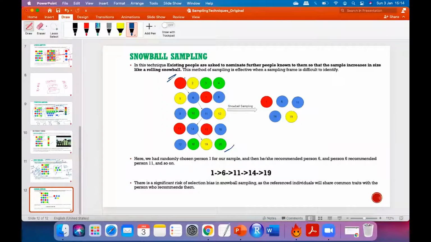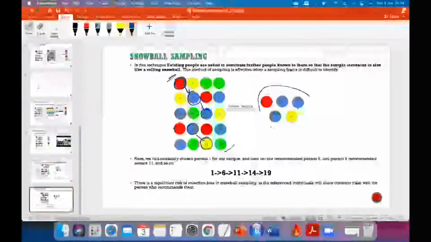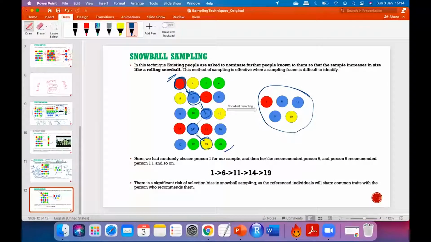Now what I can do is find out the first person who has got Corona positive, and ask him to refer, or just tell me the name and address of at least one person who he knows also has Corona. Let's say 1 referred 6, 6 referred 11, 11 referred 14, 14 referred 19, and I wanted to have 5 observations in my sample size of 5.